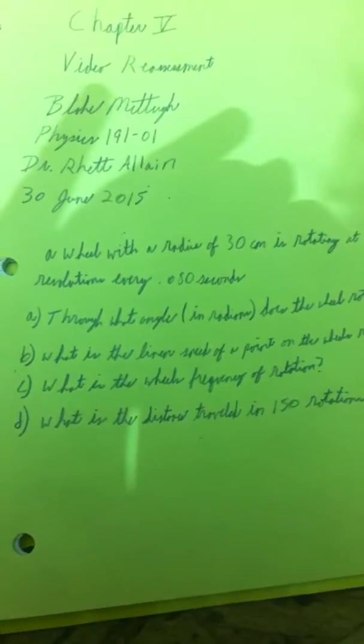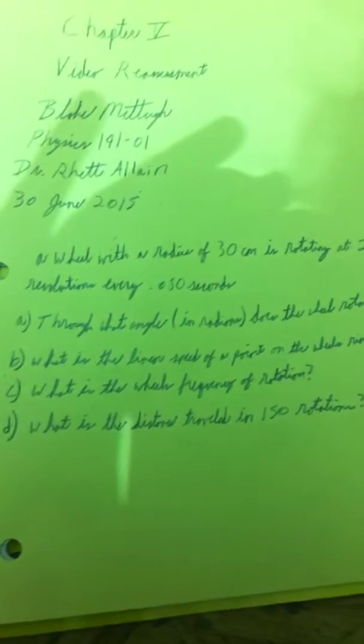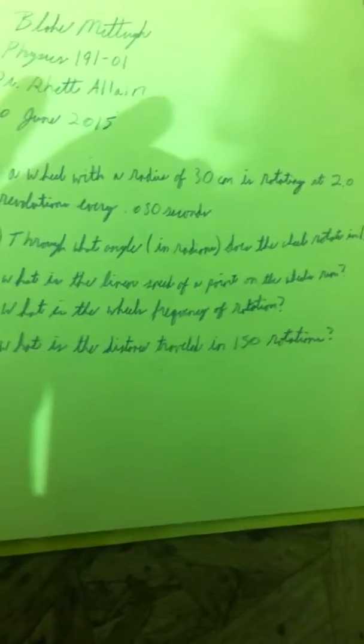Here you can see our problem. We have a wheel with a radius of 30 centimeters. It is rotating at 2 revolutions for every 0.08 seconds. Our first problem, A, through what angle in radians does the wheel rotate in 1 second? B, what is the linear speed of a point on the wheel's rim? C, what is the wheel's frequency of rotation? And D, what is the distance traveled in 150 rotations?